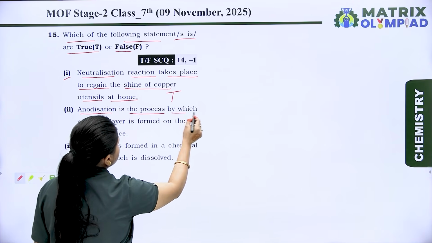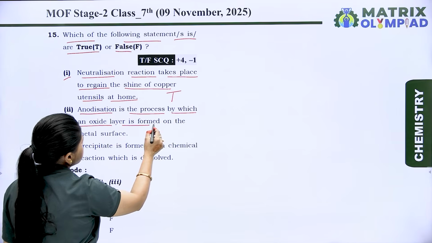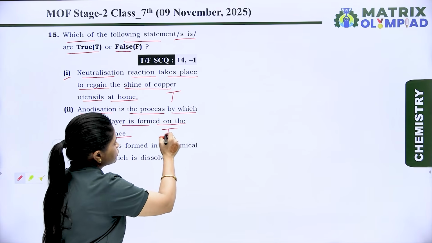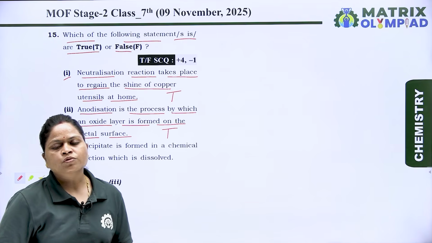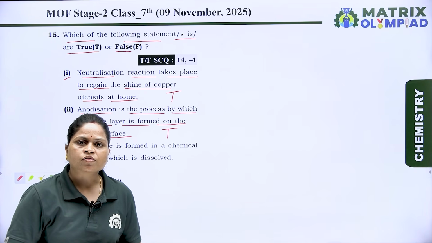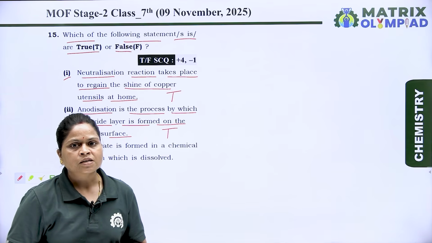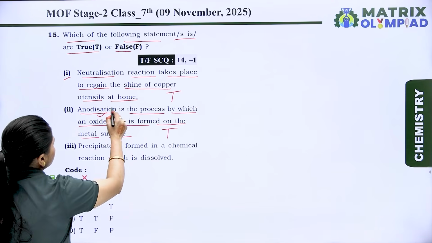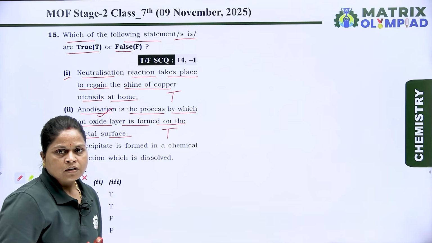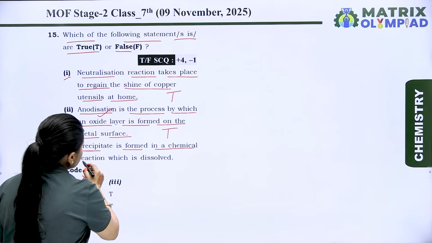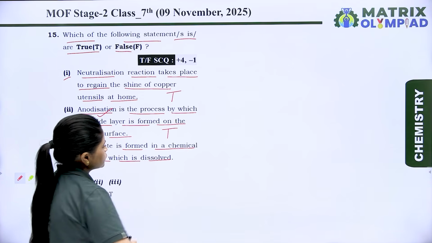Now the second statement is, anodization is the process by which an oxide layer is formed on the metal surface. Again, it is a true statement, as we know that to prevent corrosion, we form an oxide layer on the metal surface using the process of anodization. So, this is a true statement. Precipitate is formed in a chemical reaction which is dissolved.